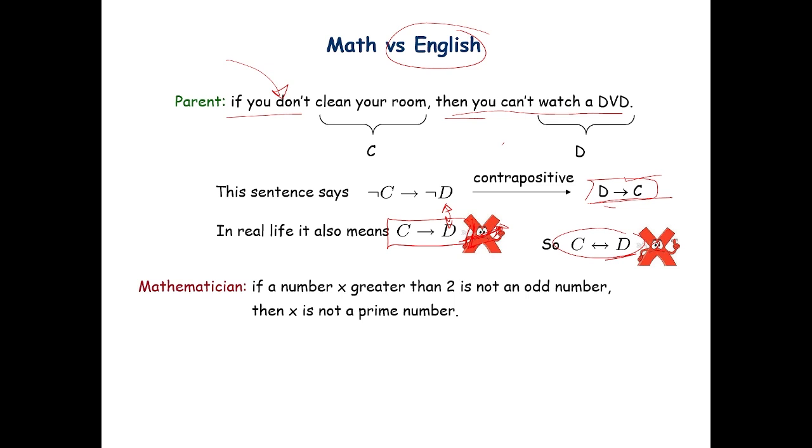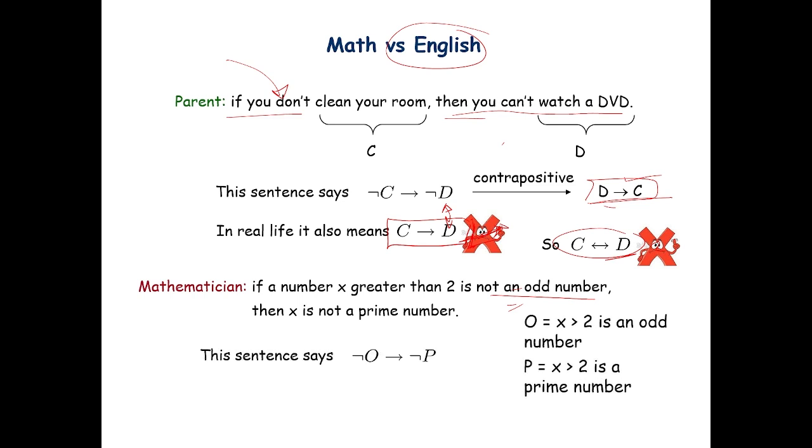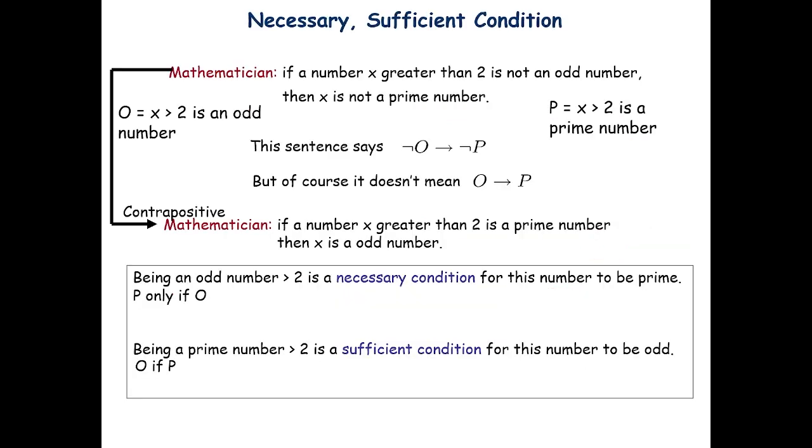If a number x greater than 2 is an odd number, then x is not a prime number. Okay, so not an odd number means it's an even number. So even numbers greater than 2 are not prime. So the sentence says not odd implies not P. Of course, it does not mean odd implies P. Yep.